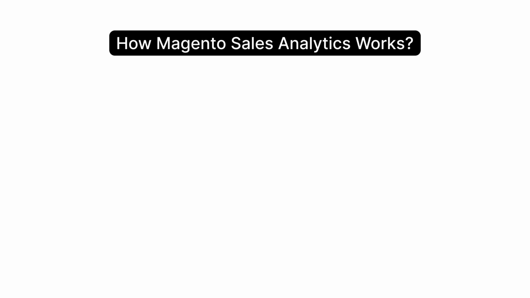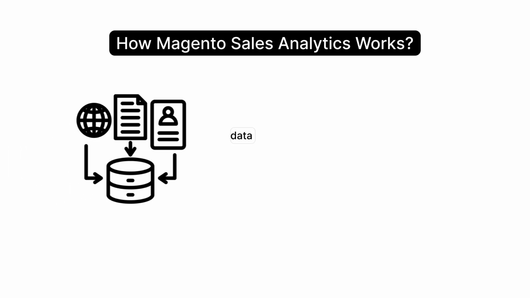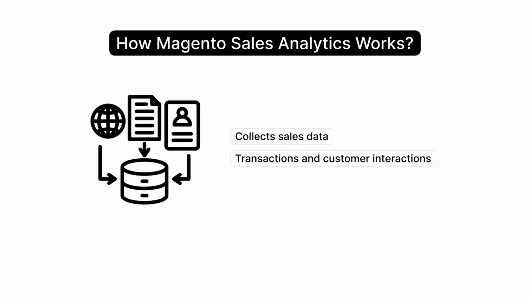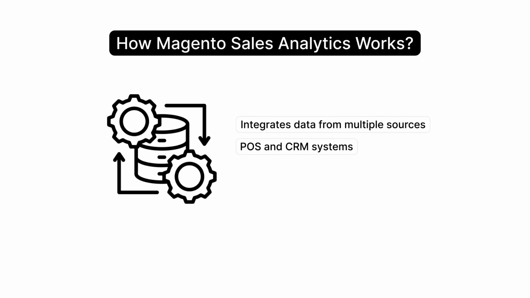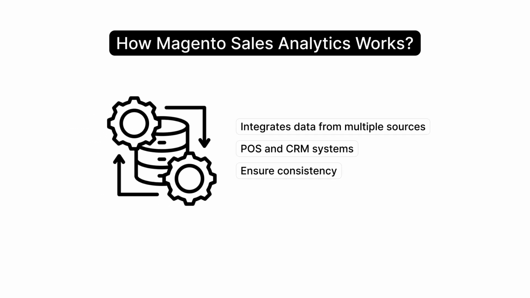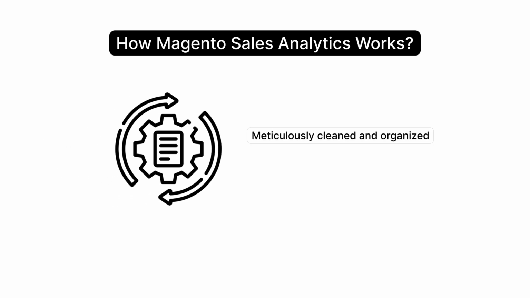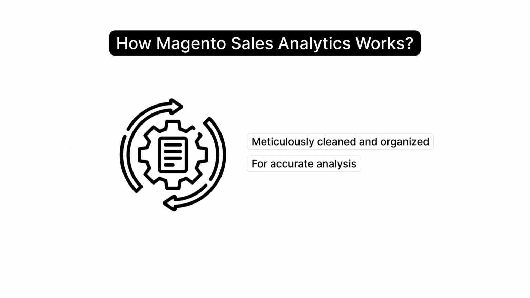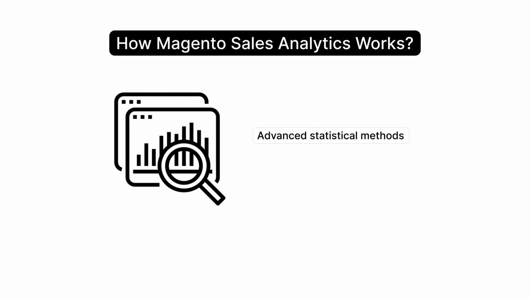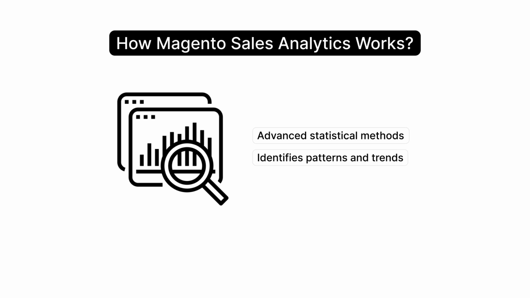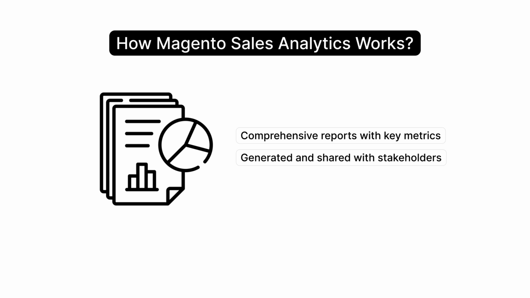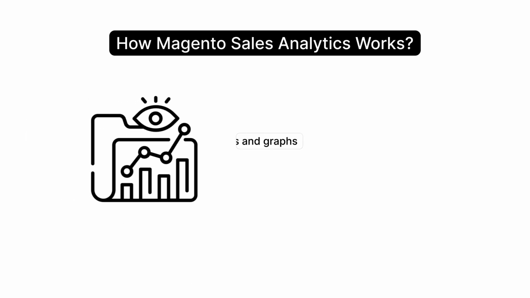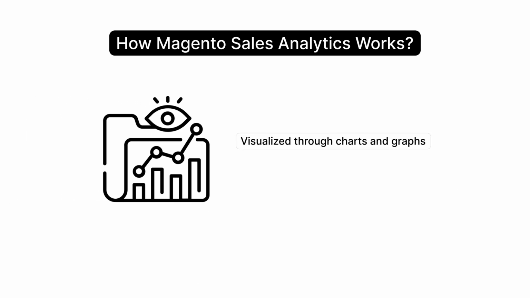Now let's look at how Magento Sales Analytics works first. It collects sales data from transactions and customer interactions. Next, it integrates data from multiple sources, such as POS and CRM systems, to ensure consistency. The data is then meticulously cleaned and organized for accurate analysis. Using advanced statistical methods, Magento identifies patterns and trends within the data. Comprehensive reports with key metrics are generated and shared with stakeholders. And finally, data is visualized through intuitive charts and graphs for better understanding.